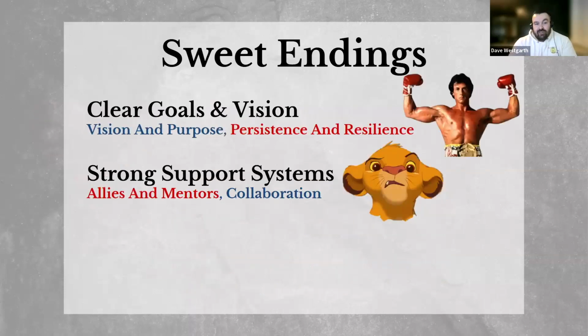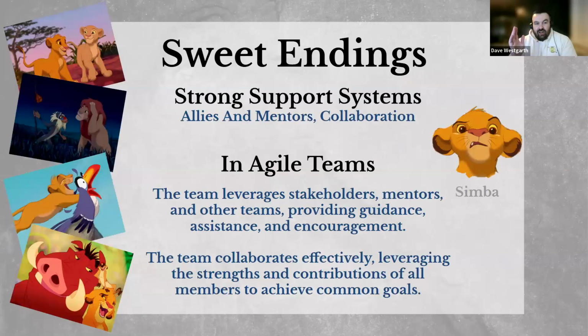Next one, strong support systems. Simba is a great example of this. Tons of allies and mentors and lots of collaboration throughout the lifespan of the Lion King. All the images on the left here, these are key allies, mentors, and guides for Simba, and he's able to leverage those really effectively. Your Agile team should be looking to do the same, build their networks within the internal organization and externally, and look to leverage those relationships to provide support, guidance, assistance, and even a little bit of encouragement when you need it.